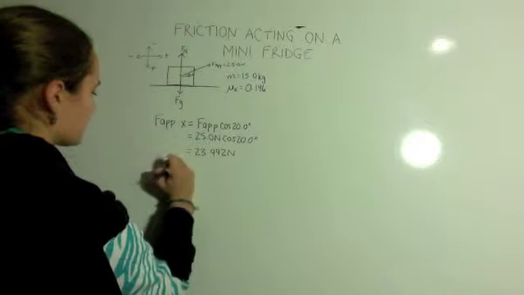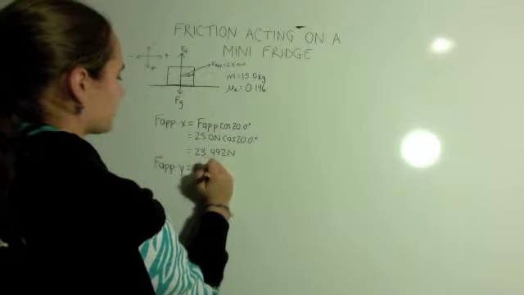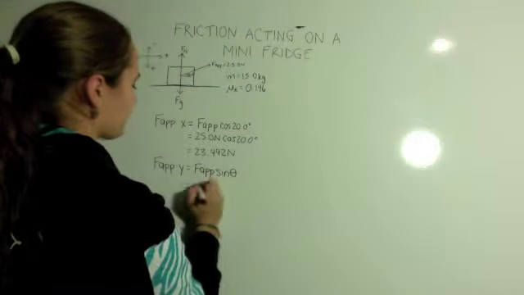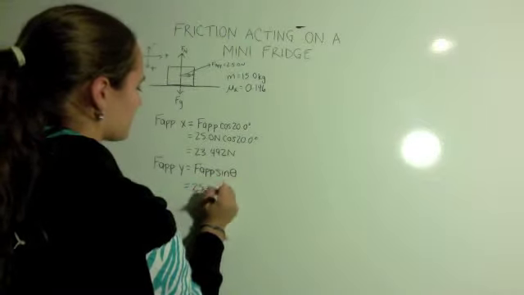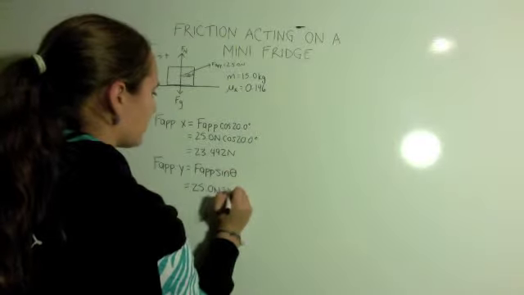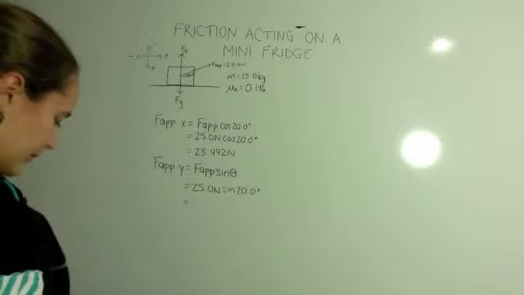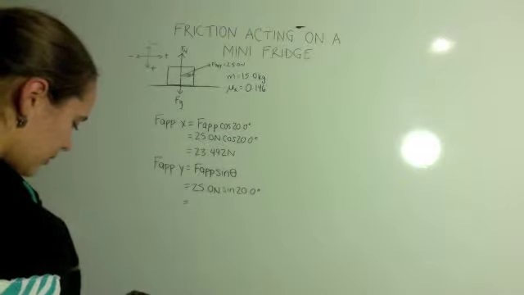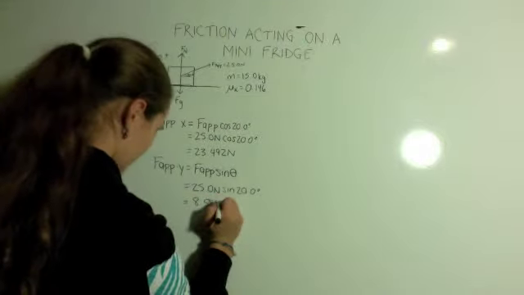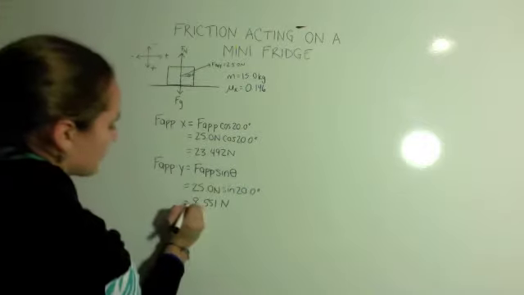So it's the same thing for the F applied in the y direction, except we're going to use the sine ratio instead. Sub in the values, 25.0 newtons, oops, not cos, sine 20.0 degrees. This is equal to 8.551 newtons. And we defined up as negative, so that means this value is going to be negative.